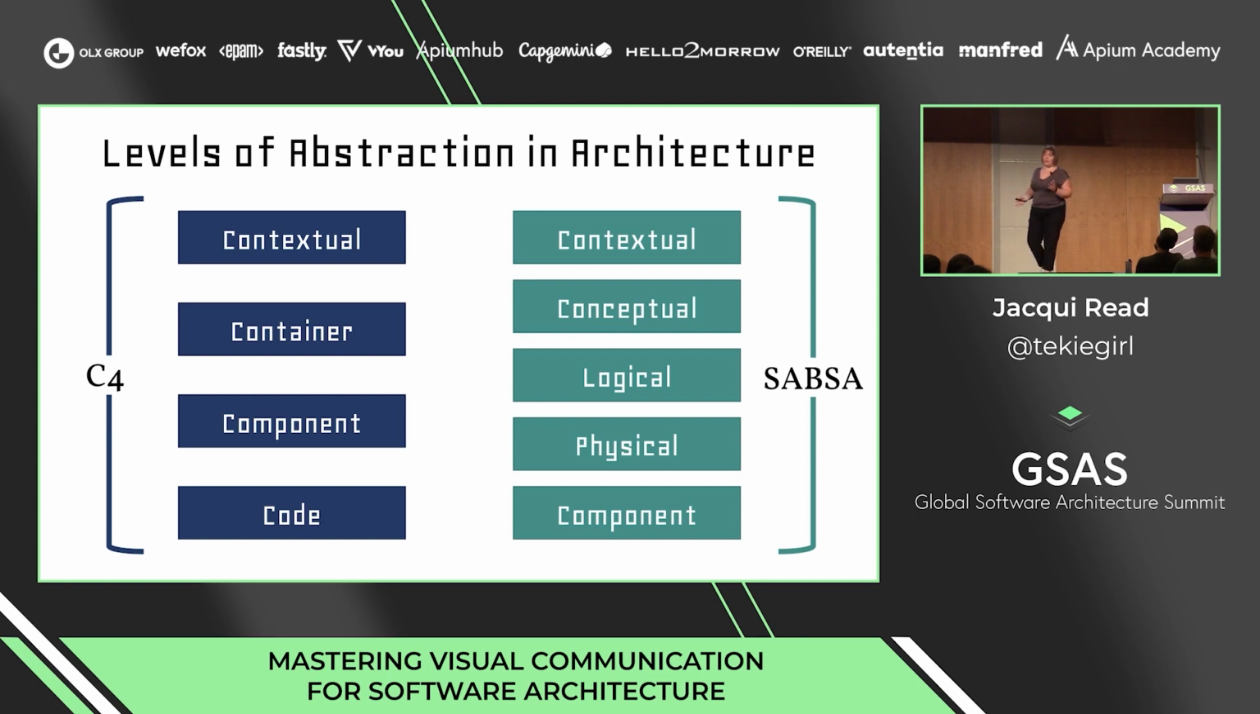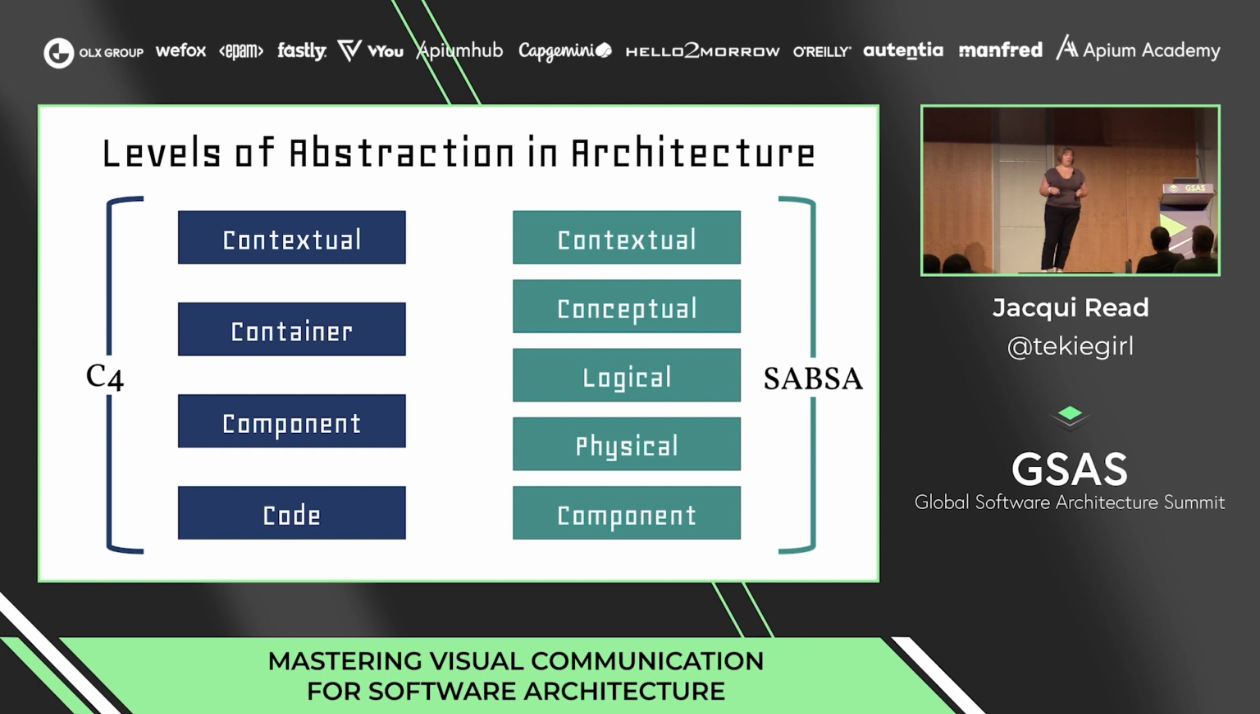With your architecture levels, they're slightly different from what you do in coding. So here's 2 examples. On the left, we've got C4. A lot of you might have known that one. So that one's contextual, container, component, and code. And then some of you might have heard of the SABSA framework, which is a security architecture framework. And that one actually has 5 layers: contextual, conceptual, logical, physical, and component. But it's the same kind of thing.